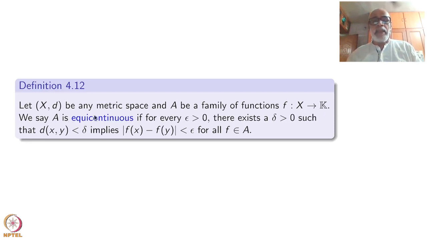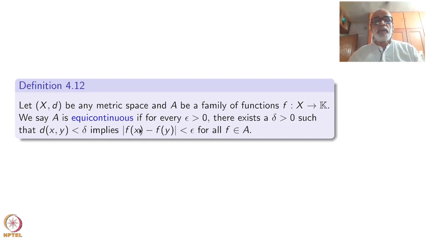We say A is equicontinuous if for every epsilon positive there exists a delta positive such that distance between x and y less than delta implies distance between f(x) and f(y) is less than epsilon for all f inside A. So this is an epsilon-delta definition. Why is it called equicontinuous? Suppose it is only one function f, then this is like uniform continuity. But epsilon and delta are the same for all f inside A, so that is why it is called an equicontinuous family.